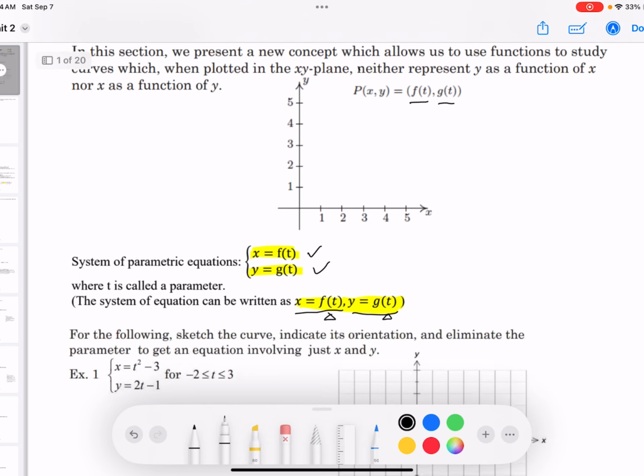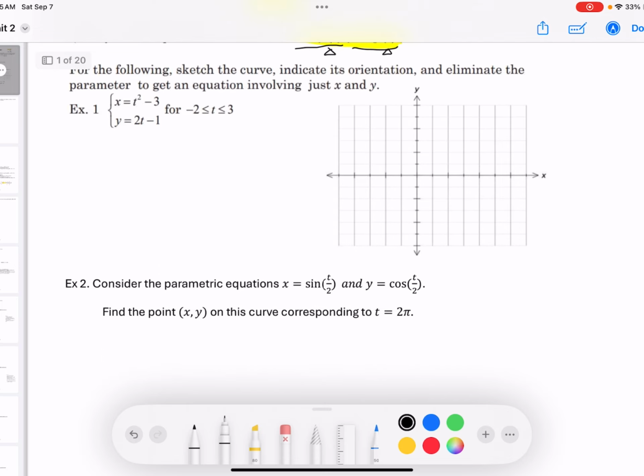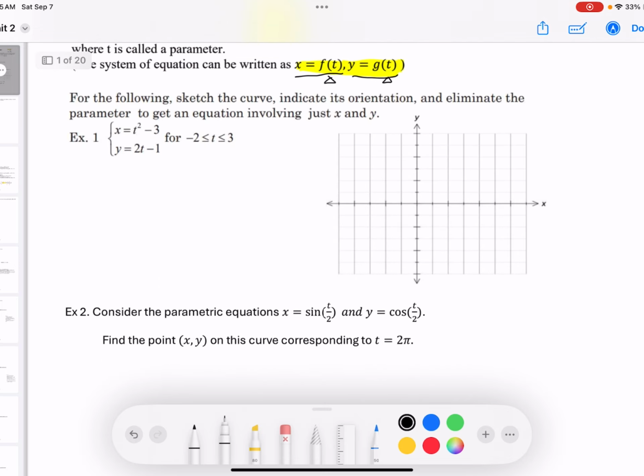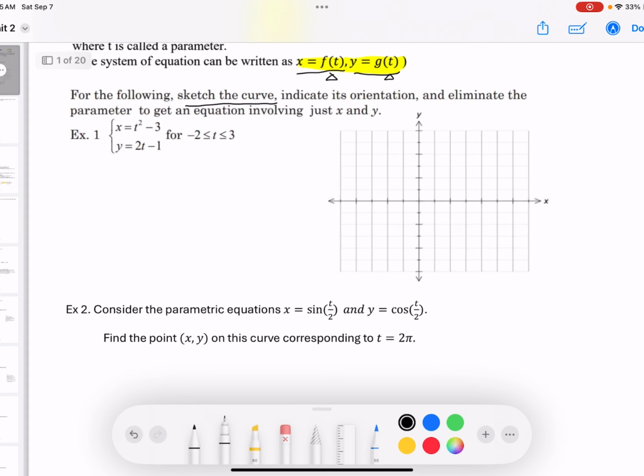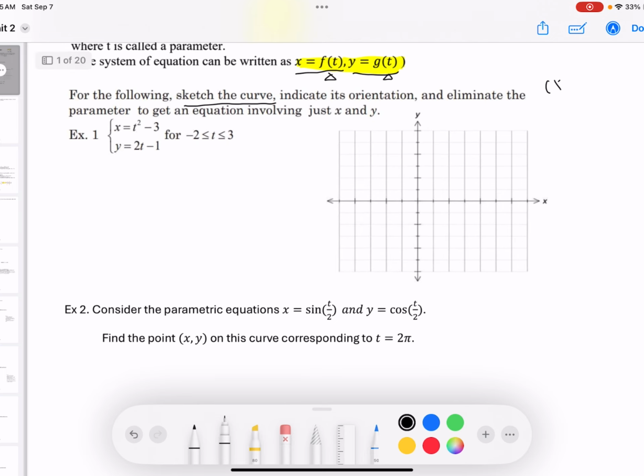Okay, let's see the example. For the following, sketch the curve, indicate the orientation, and eliminate the parameter to get the equation involving just x and y. So let's first sketch the curve. If I want to sketch the curve, I can plot the points. What is the x value? What is the y value? So (x, y). Find the point on the xy plane, and I can graph my function.